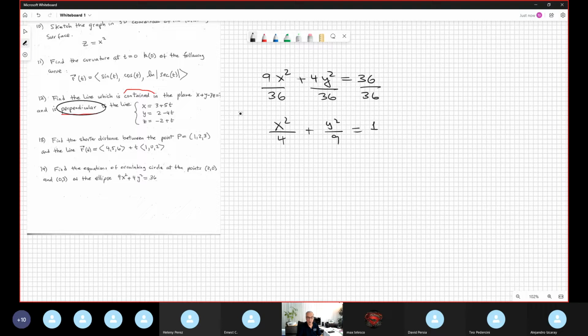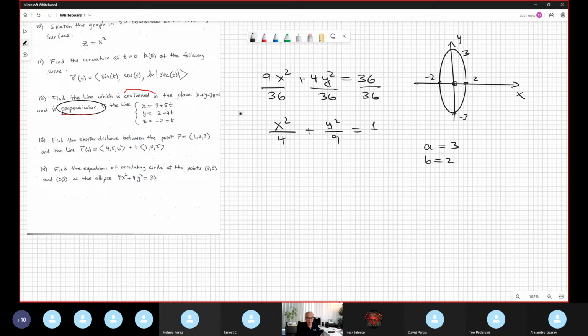Okay, cool. Now, let me try to do my best to graph this. The center is at the origin. This is the x-axis, y-axis. The major axis is on the y-axis, and it is 3. So A is 3, B is 2, center 0, 0. My ellipse looks like that. This is 3, negative 3, 2, negative 2.